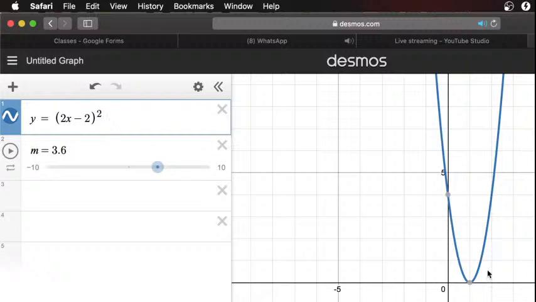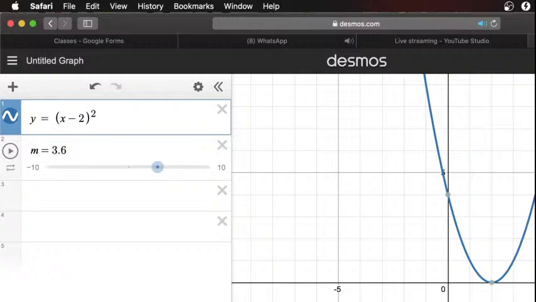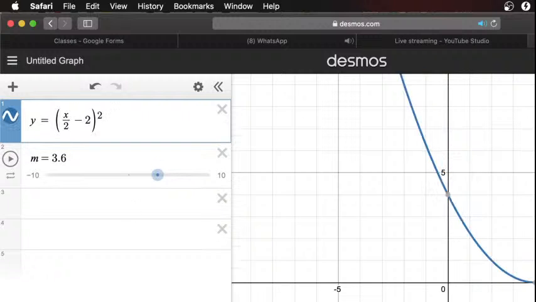In other words, the slope has increased at each of the points. Compared to x square, the value of the slope has increased. But if I have x by 2 minus 2 whole square, then you can see that the slope has decreased.